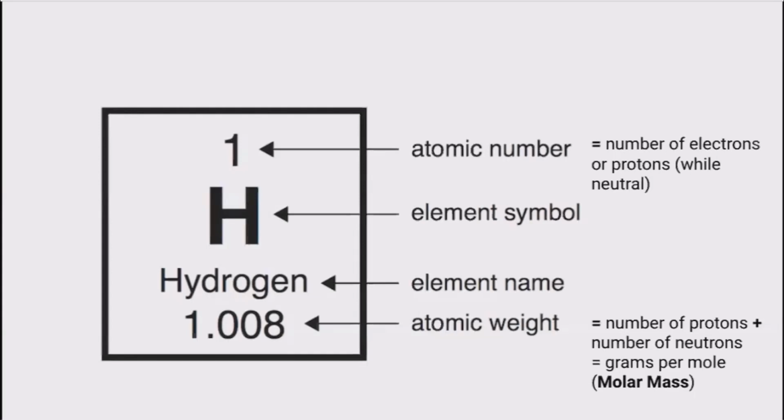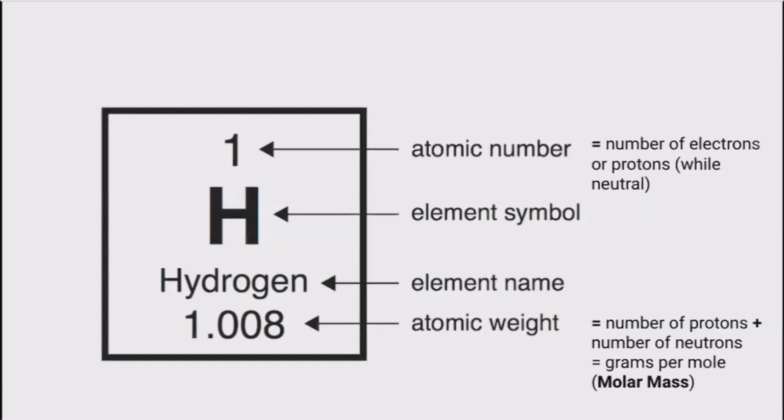That is the number of electrons or protons, and I put in parentheses "while neutral," because obviously chemistry is all about the swapping of electrons. It can get complicated, but the atomic number tells you the number of electrons and the number of protons that the atom has when it's neutral. And remember, in a neutral atom, the number of electrons is equal to the number of protons.